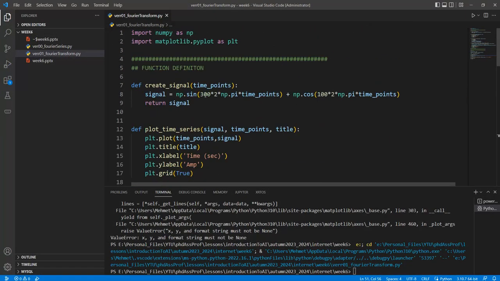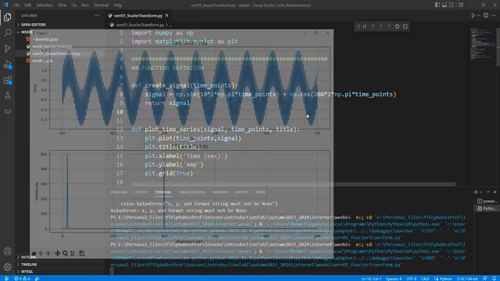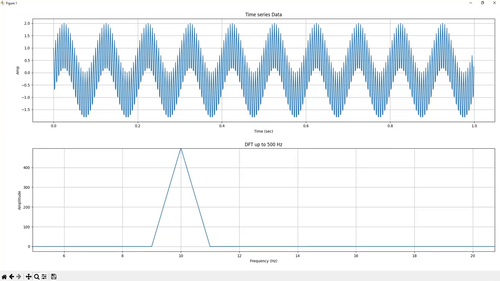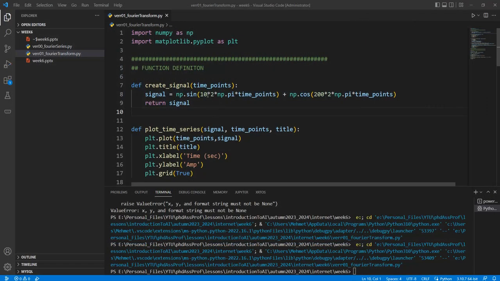Okay. And so this must be changed. For example, we can assign 10 hertz and 200 hertz. And so if I run this code, this code generates this pattern, but this is the 20, I think. And so this is 200, right? 10. Because this is 10, okay?